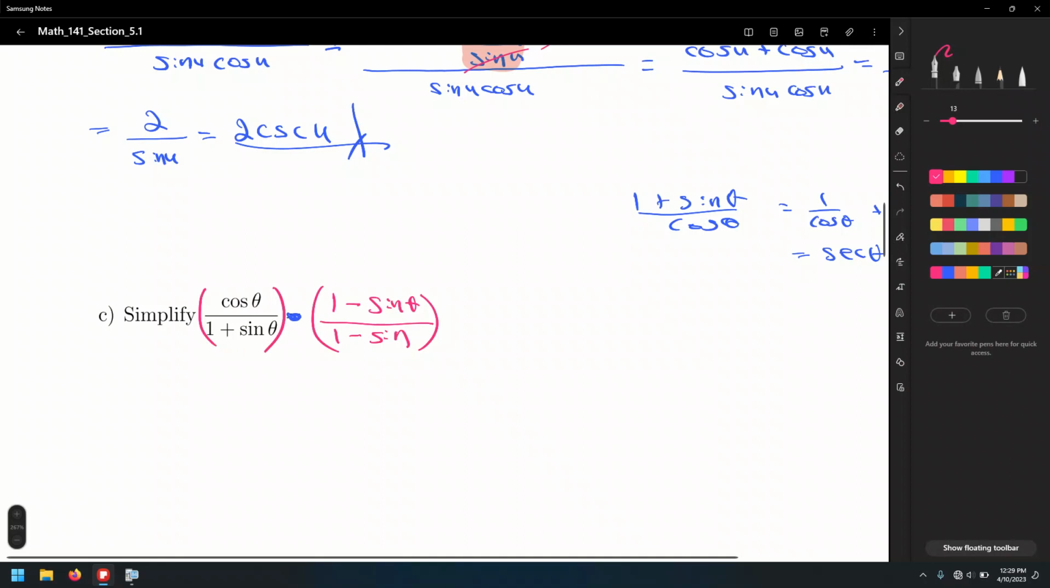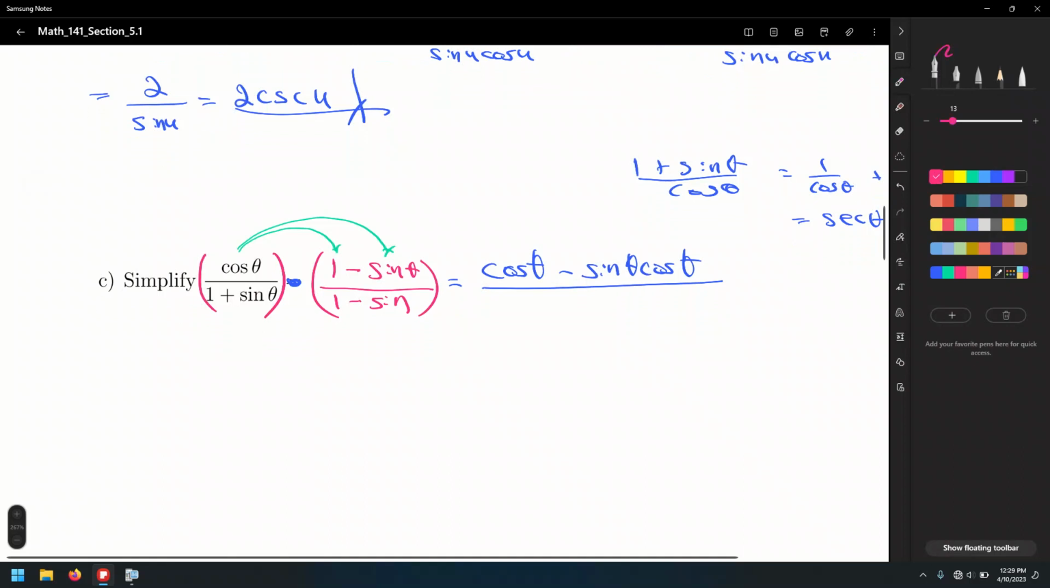Alright. What's the purpose of multiplying this by a conjugate? Because check this out. I know what you might be thinking. Yes, we're going to distribute the cosine times 1, cosine times sine. That's going to give us cosine times 1, which is cosine theta, minus sine theta cosine theta. So the numerator, it's very straightforward here to keep going. Now, for the denominator, I know what you might be thinking. You might want to FOIL: 1 times 1, 1 times negative sine, sine times 1, sine times negative sine.